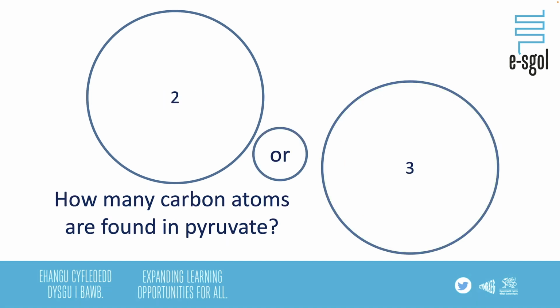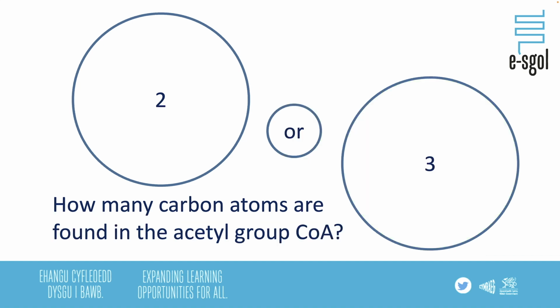How many carbon atoms are found in pyruvate? Is it 2 or 3? The correct answer is 3. Your third and final question of the quiz. How many carbon atoms are found in the acetyl group CoA? The answer is 2. How many did you get right?